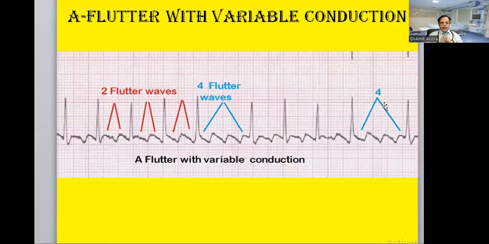So the rhythm will be regularly irregular, not irregularly irregular like AFib. It will be regularly irregular. So with variable conduction, 2:1 or 4:1. Here 1, 2, 3, 4 followed by one QRS. So atrial flutter could be of 2 types, and these flutter waves form due to fusion of P waves.